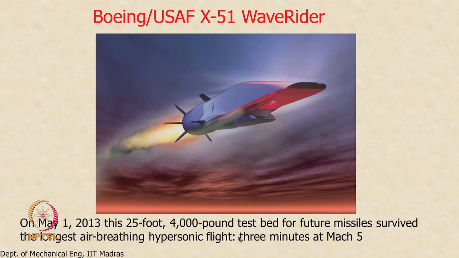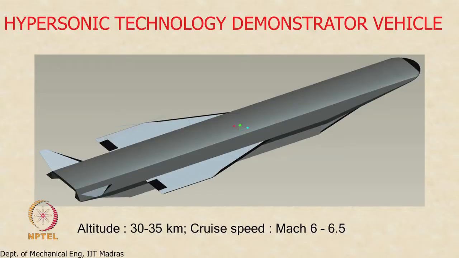But the fact that we have sustained hypersonic flight only for 3 minutes tells you how challenging this technology is, despite the fact that this has been tried for more than 30 years now. This is what India is trying to develop. This is the hypersonic technology demonstrator vehicle that DRDL has been developing. Hopefully, this will be test flown maybe later this year or early part of next year. This is designed for a flight Mach number around 6 to 6.5 at altitudes of about 30 to 35 kilometers. You can see the clean aerodynamics, the single expansion ramp nozzle on this side. You see the intake and forebody, and then the engine itself here. This is the engine.